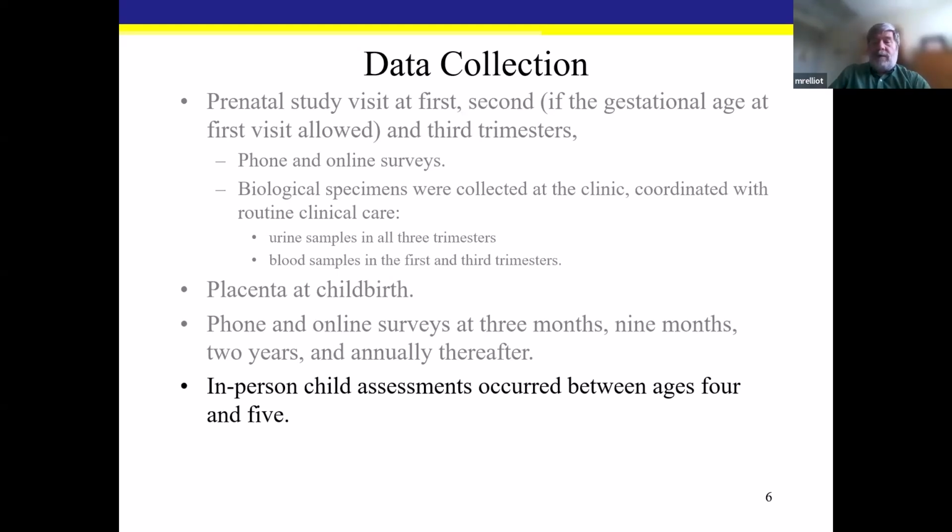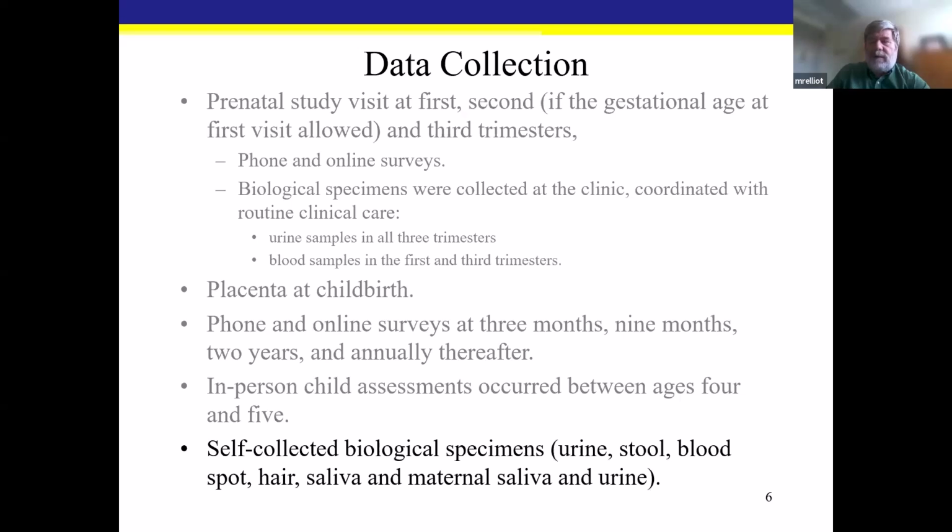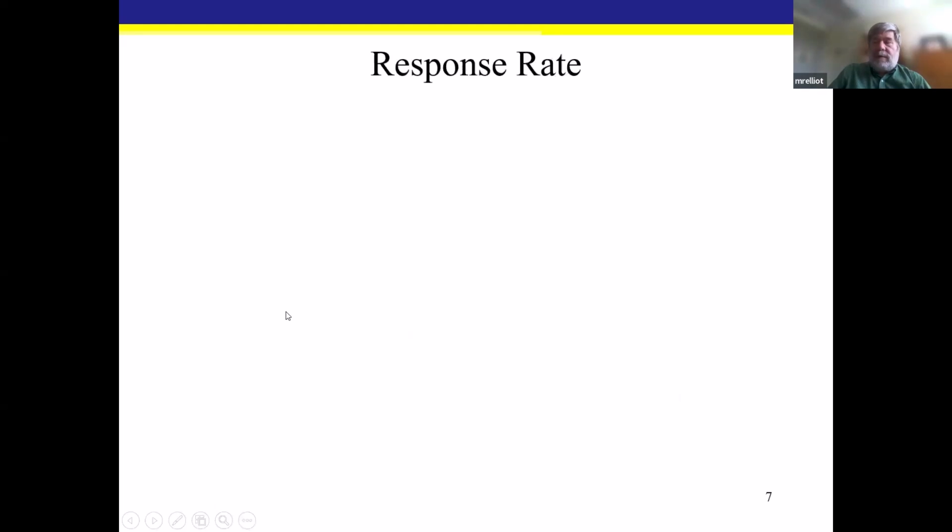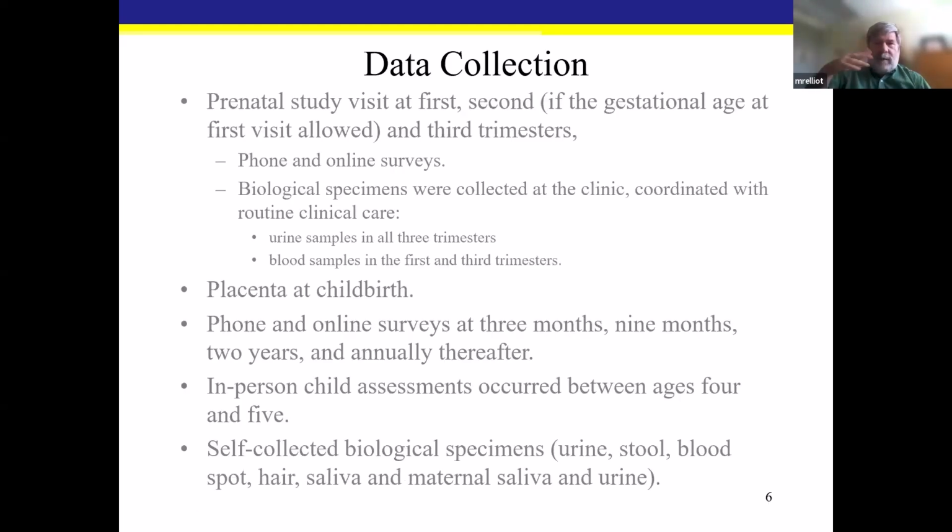Now in MARCH, there may have been certainly fewer than 10 of those at the time that MARCH 1 ended, but they were continuing into MARCH 2, so hopefully we'll get more of those. And then we also have self-collected biological specimens. This is all critical for the actual science, but somewhat ancillary to what I'm talking about today.